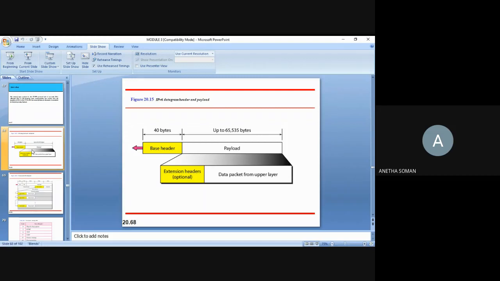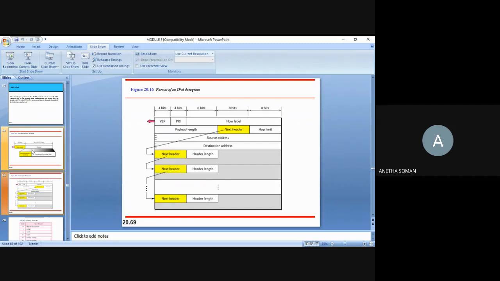Now, what are the subfields in this fixed header? You can see it in the next slide. What are the subfields of this base header? You can see how many fields you have got. The base header has 8 fields: version, priority, flow label, payload length, next header, hop limit, source address, and the destination address. So you will have 8 different fields in the base header.